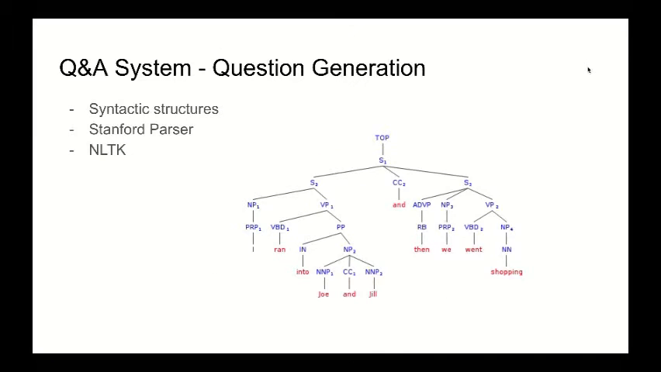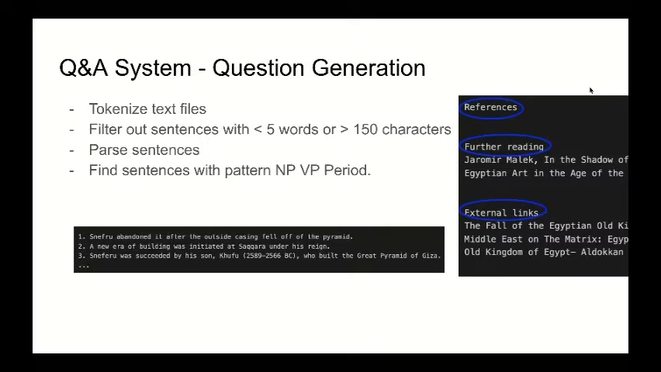For question generation, we mainly used syntactic structures of sentences to transform them into grammatical questions. We relied on the Stanford parser, which we used through the NLTK interface to transform sentences into parse trees as shown here. Here's how we implemented the ask program in detail.